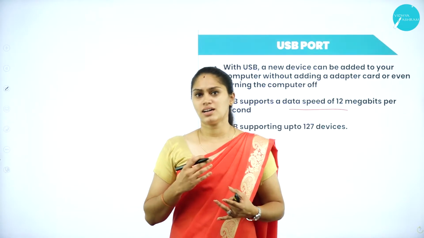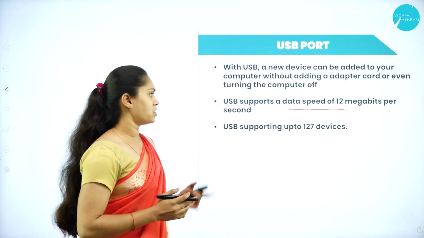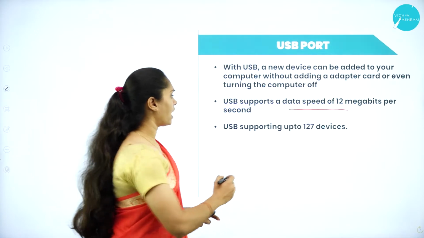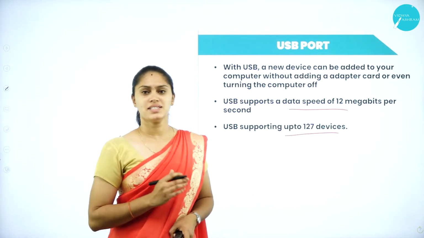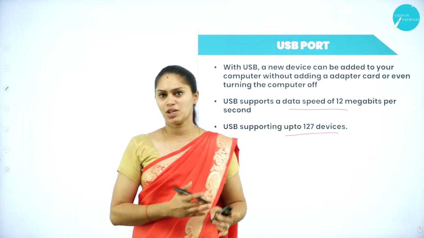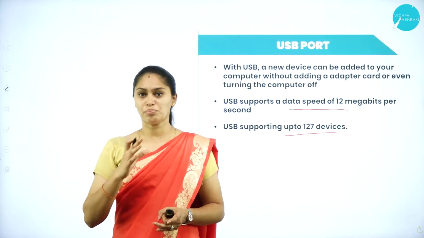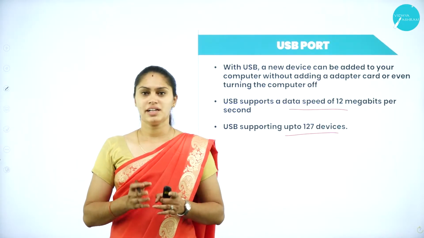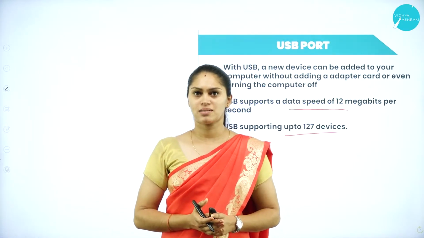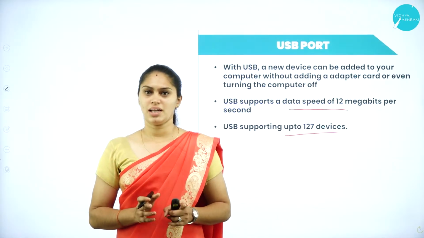Okay, so this communication takes place with a data transfer speed of 12 megabits per second. It also supports up to 127 different kinds of devices. So, coming to the USB, with the help of this USB, I am able to communicate with up to 127 kinds of devices. It can be either input devices or output devices. Okay, this USB concept is very, very important for 3 marks questions.